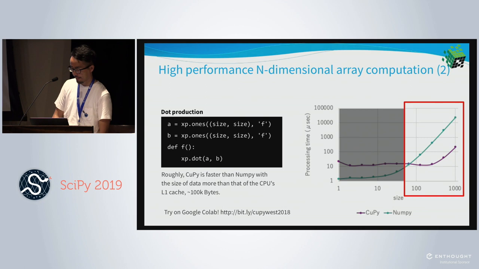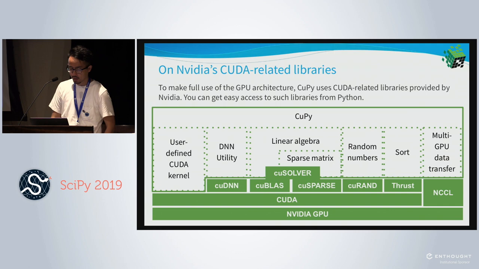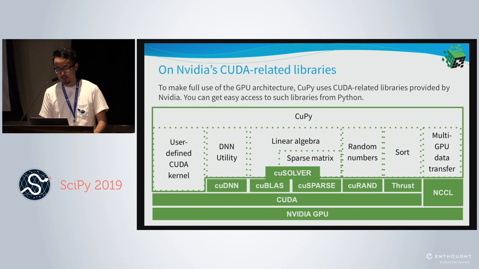And to make full use of the GPU architecture, CuPy uses CUDA-related libraries provided by NVIDIA: cuBLAS and cuSOLVER for linear algebra, cuSPARSE for sparse matrix operation, cuRAND for random number generation, Thrust for sorting operations, and NCCL for multi-GPU data transfer. You can get easy access to such libraries from Python with CuPy.